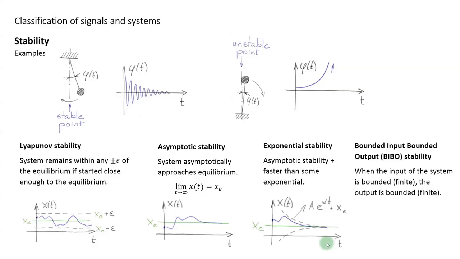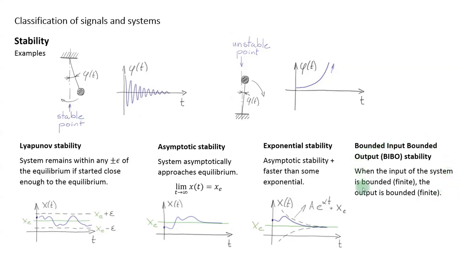In contrast to that, there is a definition of stability called bounded input, bounded output stability, and that is concerned only with inputs and outputs of the system. If the system is BIBO stable, then when the input of the system is bounded, that is finite, the output of the system is bounded, that is finite. So a BIBO stable system reacts to finite inputs with finite outputs.